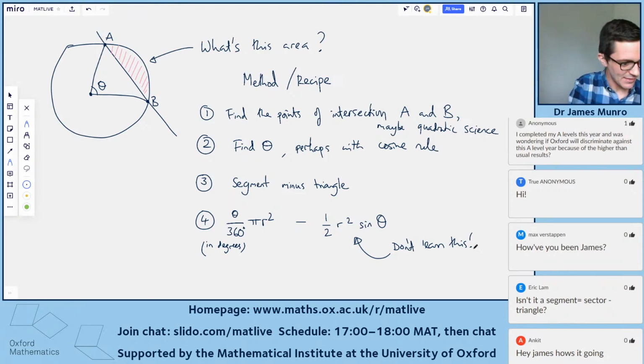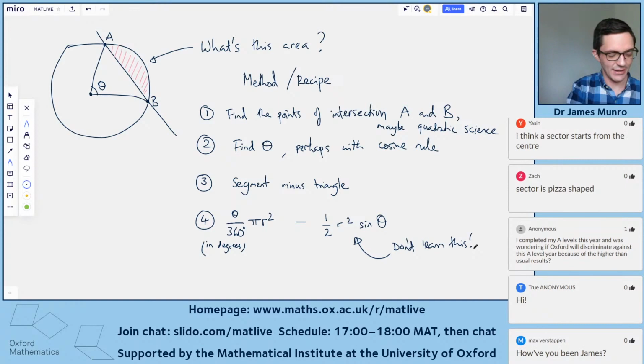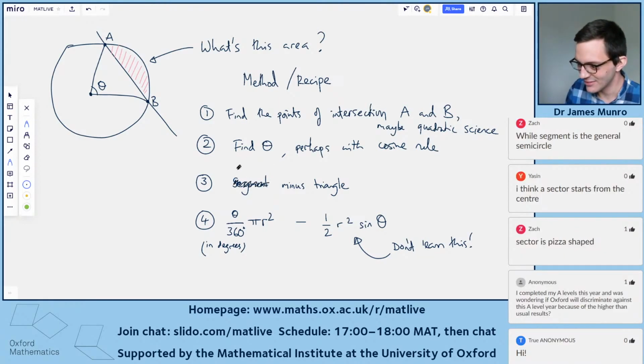Right. Is a sector the pizza-shaped bit? A sector is pizza-shaped, says Zach in chat. Let me do a very quick check. What do we think? Sector, start of the circle? Oh, a segment is the thing over there. Right, okay, I got confused. Not a great start to my geometry hour, but there we go. I'm going to put sector in there. Cool.